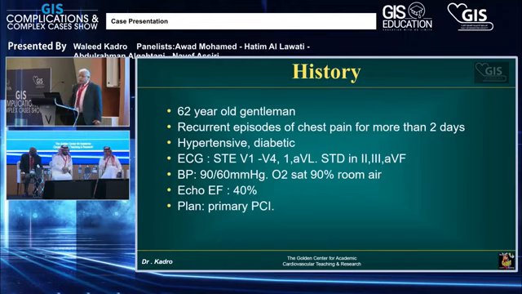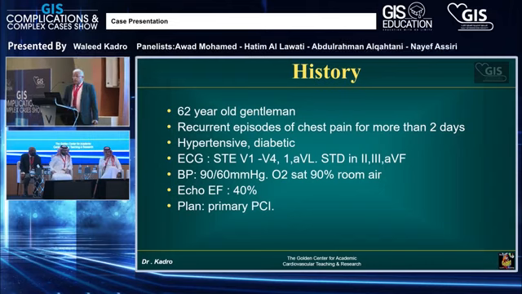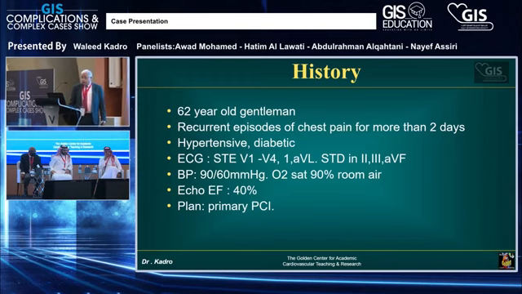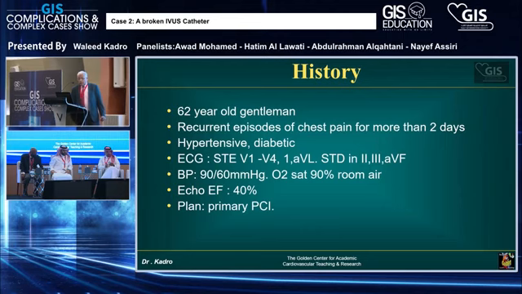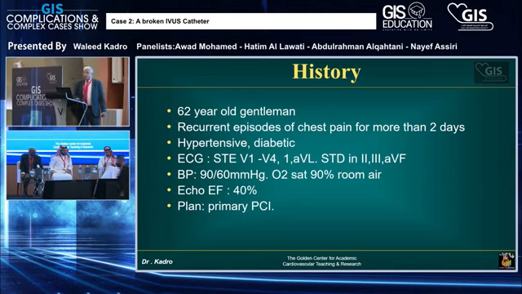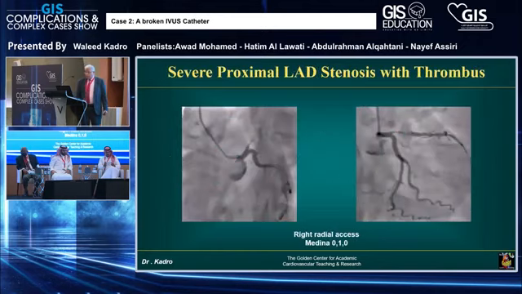So I'm presenting a case of a 62-year-old gentleman with recurrent episodes of chest pain for more than 2 days. He's hypertensive and diabetic. His ECG showed ST elevation in V1 to V4 and aVL, with reciprocal changes in the inferior leads. His blood pressure was borderline at 90/60 with reasonable O2 sat. The quick echo showed an ejection fraction of 40% with anterior hypokinesis, and the plan was to do primary PCI.